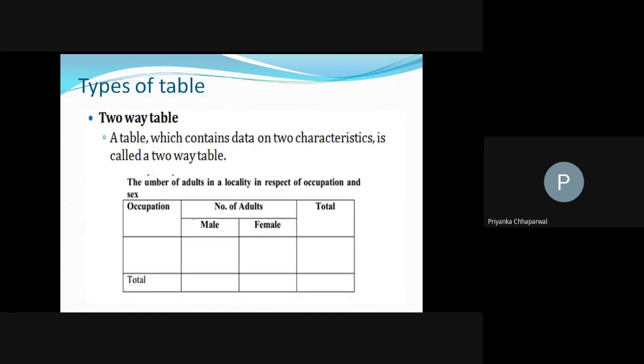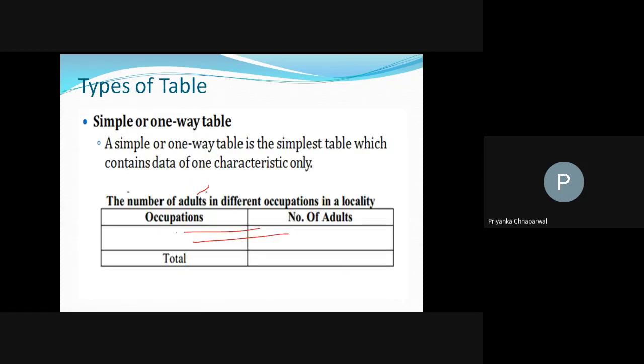Suppose we take a two-way table. A two-way table means a table which contains the data on two characteristics is called a two-way table. So we have a number of adults, divided into two parts. First is male and second is female. So we have two characteristics, first male, second female. But in the end we have only one characteristic, the adults. So it is the simple one-way table.